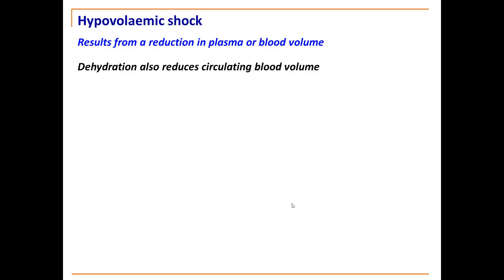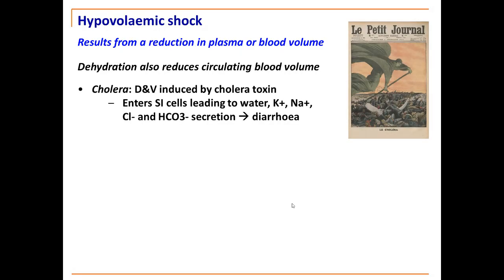And of course, dehydration also, or significant dehydration, also reduces circulating blood volume. For example, cholera. The diarrhea and vomiting that is induced by cholera toxin, as it enters the small intestine, leads to water, potassium, sodium, chloride, and bicarbonate secretion and resultant diarrhea. And cholera, as you'll probably know, is an infection of the small intestine, and it comes from drinking water or eating food contaminated with feces.